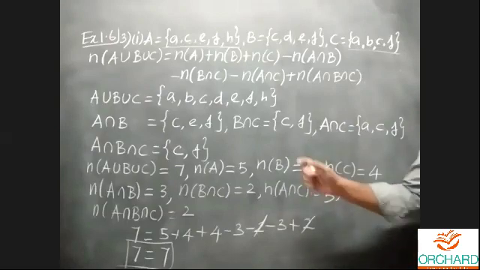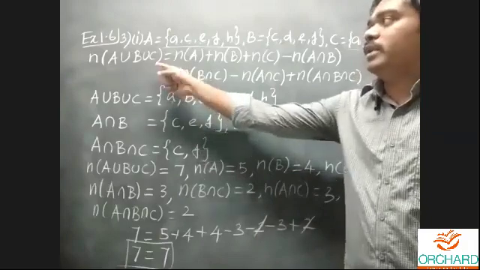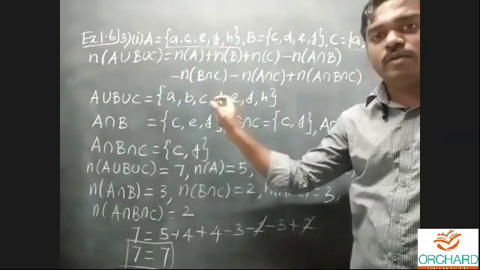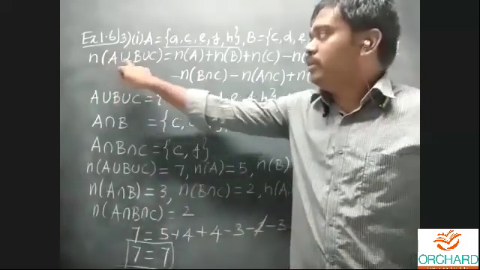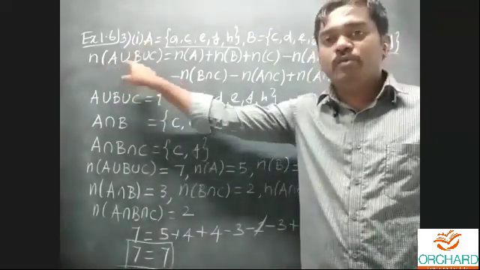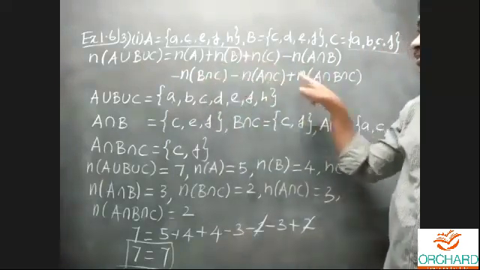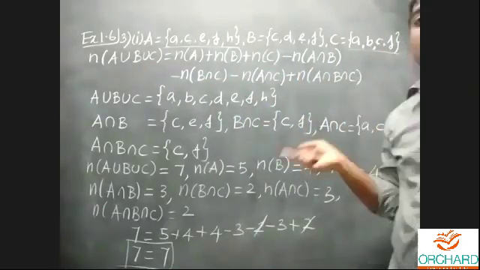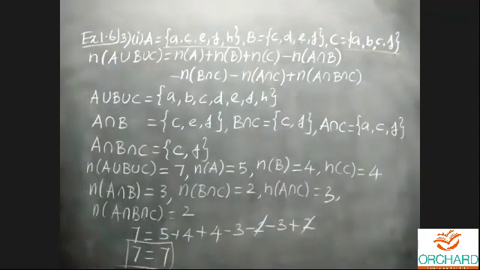So again, repeating for the third problem: they will give the expression n of A union B union C, and you have to verify it. Verify means you need some information. What is the information? A union B union C, and A intersection B, B intersection C, A intersection C, and A intersection B intersection C. First you identify these, then identify the cardinal numbers. This is the idea for the third problem.